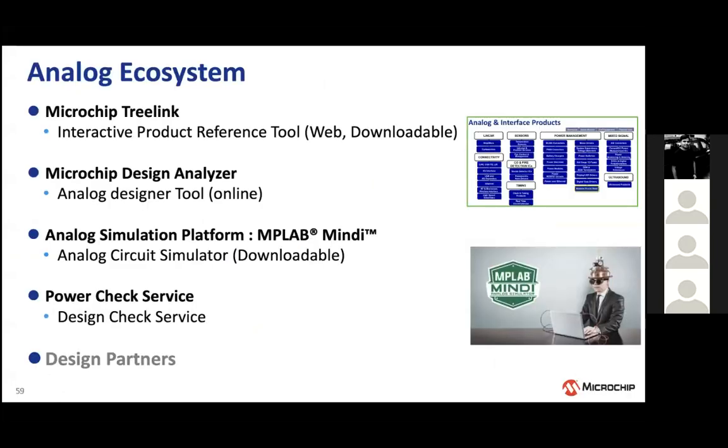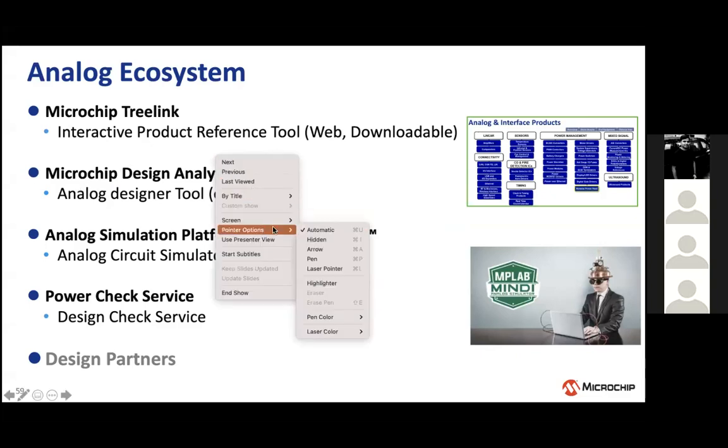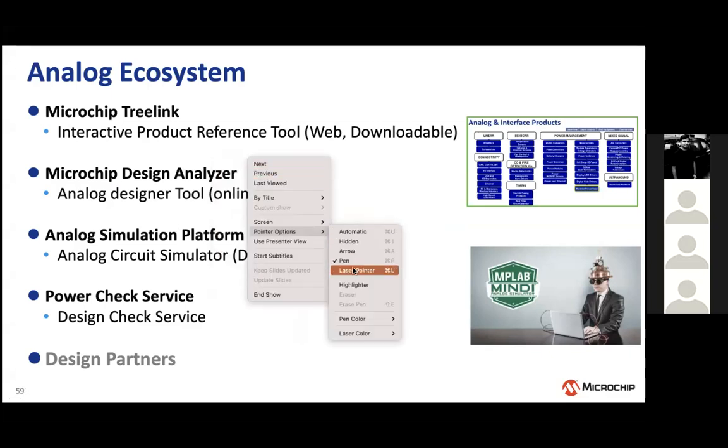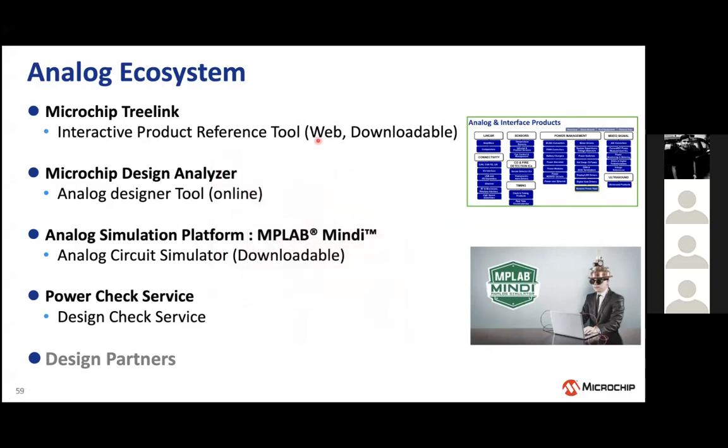The first thing that we've got is a tool for the selection of devices. We call this TreeLink, which is available on the TreeLink website. I'm going to talk about that. And then we will analyze what the design analyzer is and then our simulation platform. And also we're going to talk about some of the check services.